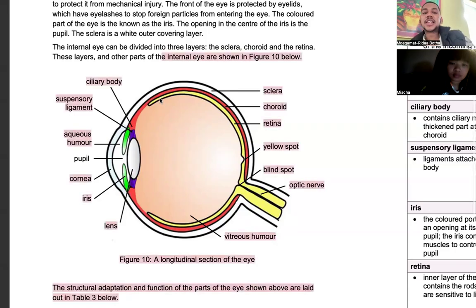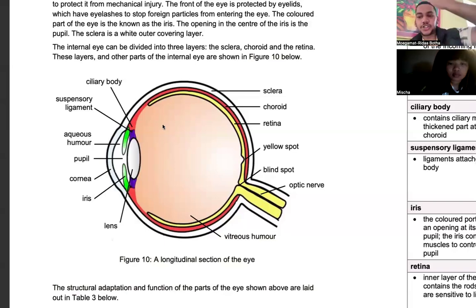Okay. So the internal eye can be divided into three layers. You have the sclera. If you look at the cross section of the eye, you can first see the sclera on the outside. Then you have something called the choroid. Below the sclera you have the choroid, and then below the choroid, towards the inner part, you have the retina. Over here, in the very front part, the sclera comes here.